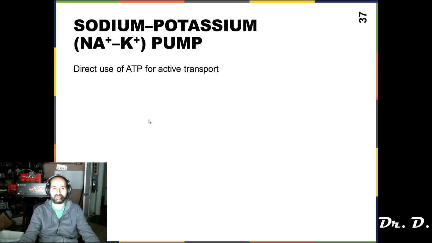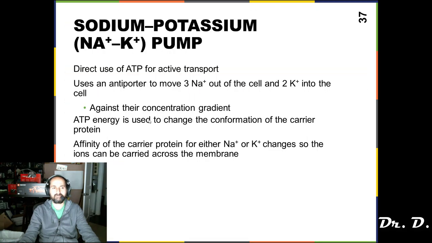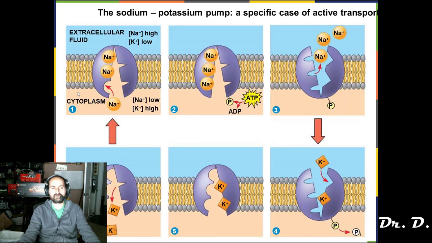You're going to have to spend an ATP molecule to make something like active transport happen. And the sodium-potassium pump, by the way, is an example of an active transporter. Even you as a human have this sodium-potassium pump. So let me show you how this pump works. It's a transmembrane protein. It's a carrier protein. And do you see what this pump's doing?